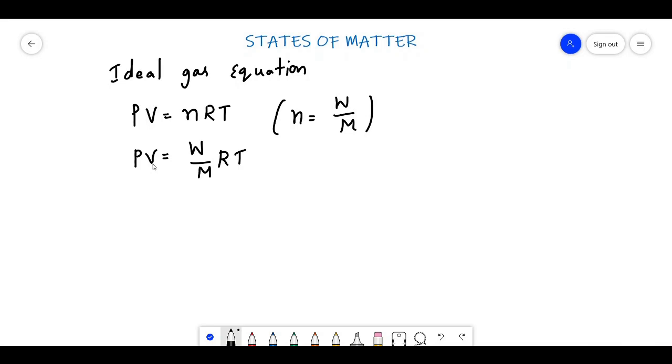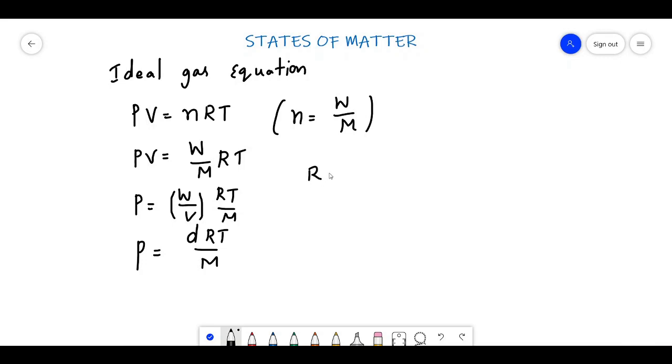If you bring the volume to this side, we get P is equal to weight by volume into RT by M. And this weight by volume is nothing but mass by volume, which can be taken as density. So we get the formula P is equal to dRT by M. And here R is the gas constant.